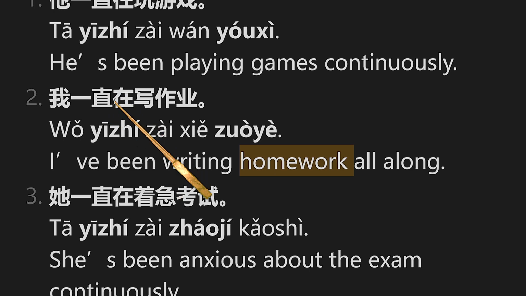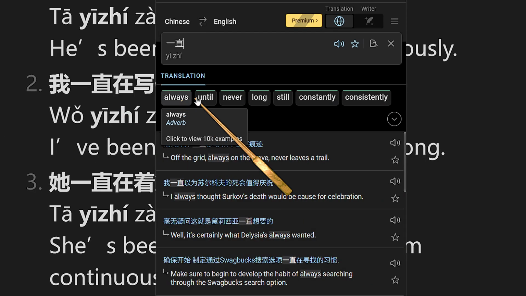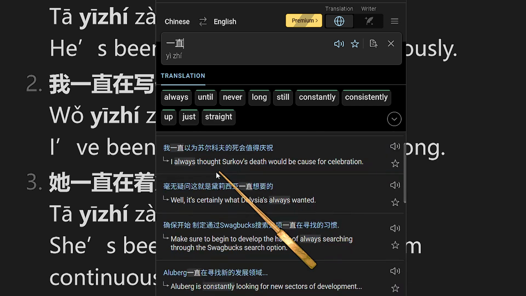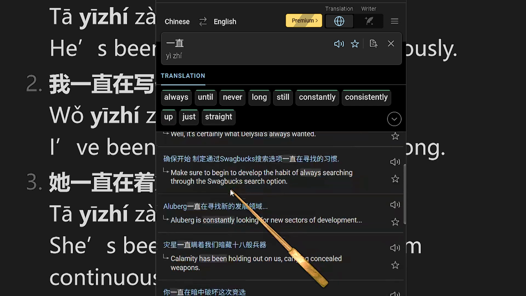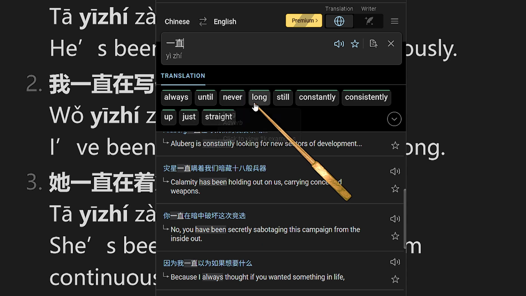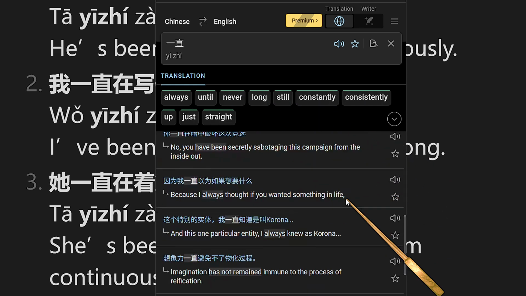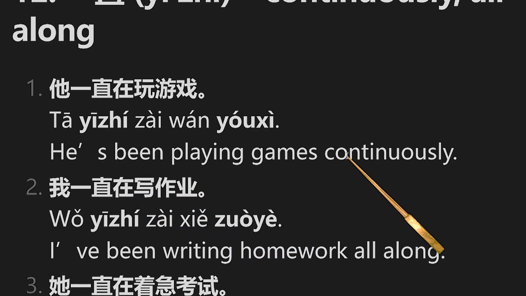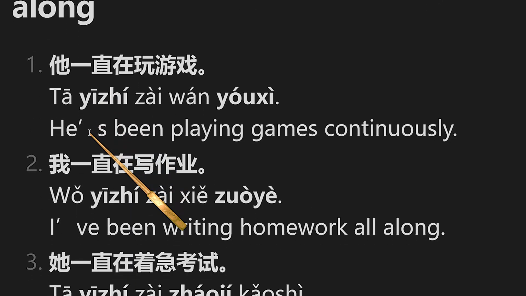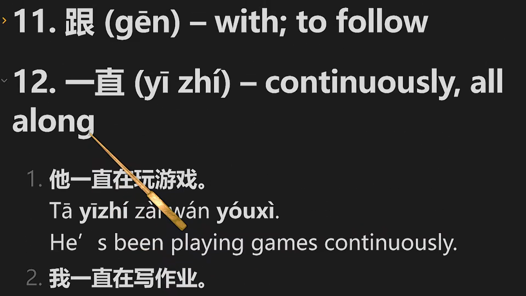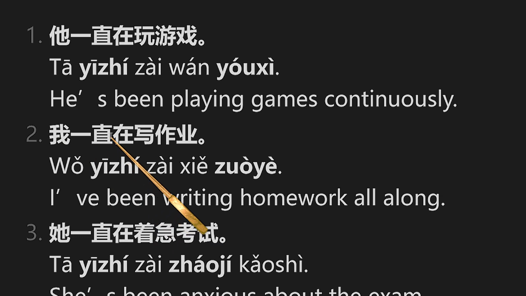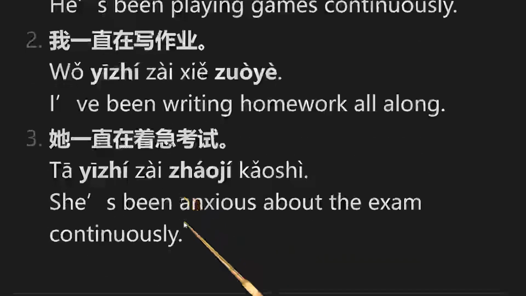我一直. Let's see: always, until, never, long, still, constantly. It's not always. Sometimes it's like always, sometimes like never long, but constantly and continuously is better. But always is also good. You cannot say he's been always playing computer games, but all along, continuously. So be careful, because at this stage it's like this translation, but sometimes a Chinese word on the next level reveals another translation. So be careful. 我一直在写作业.